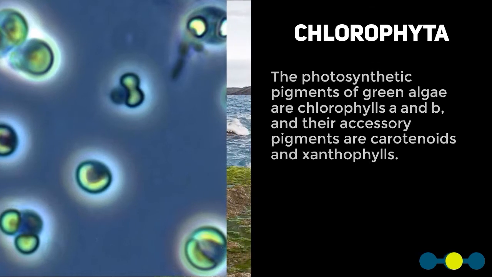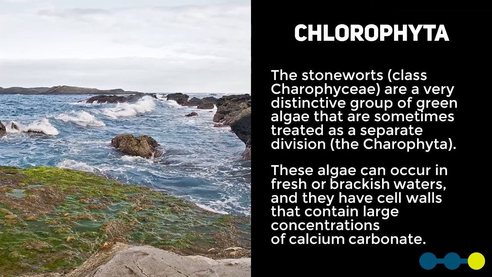The stoneworts, class Charophyceae, are a very distinctive group of green algae that are sometimes treated as a separate division, the Charophyta. These algae can occur in fresh or brackish waters, and they have cell walls that contain large concentrations of calcium carbonate.